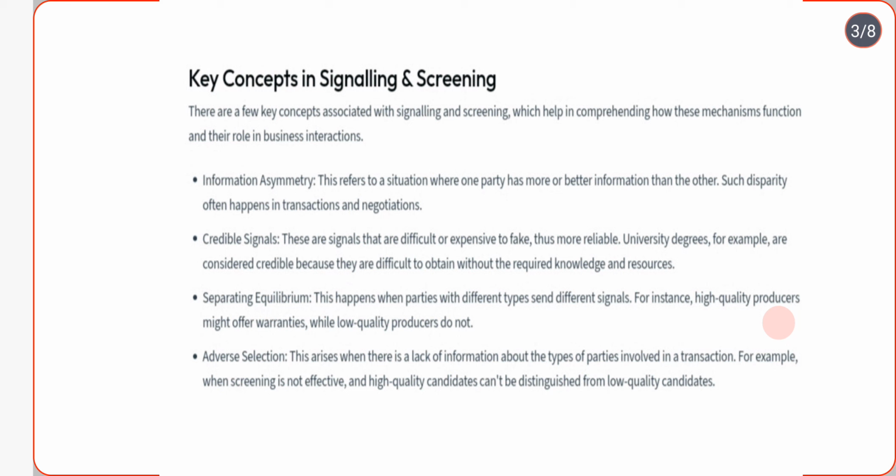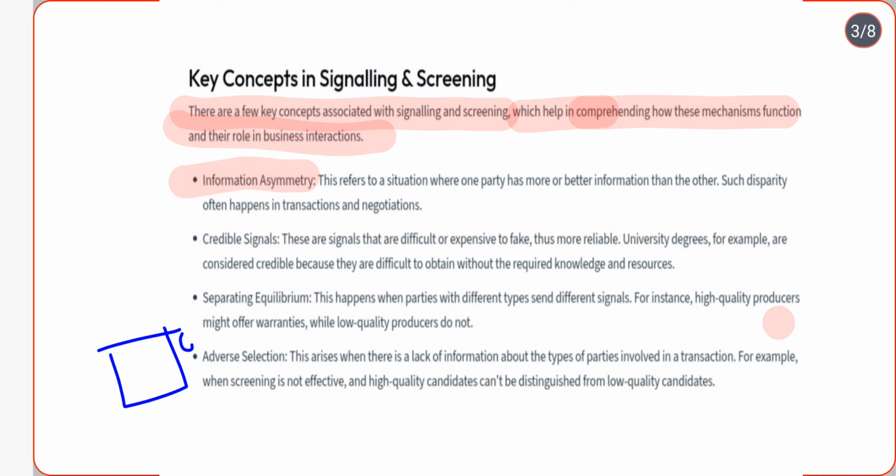Now if we talk about the key concepts in signaling and screening, there are a few key concepts associated with signaling and screening, which help in comprehending how these mechanisms function and their role in business interaction. So at first, the first key concept is information asymmetry. Information asymmetry is basically, suppose I have a car that is a used car. Okay, so I know my car is not good enough. It has some problems. The engine is not functioning properly, and there are some problems with the brake as well.